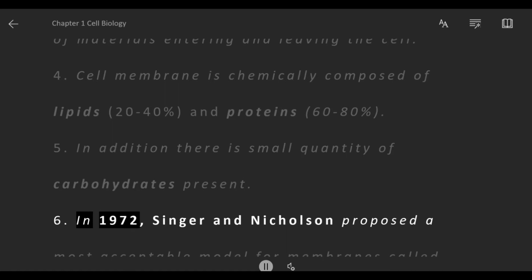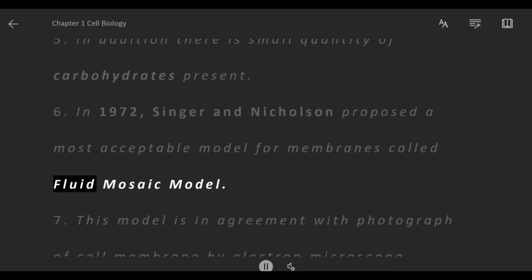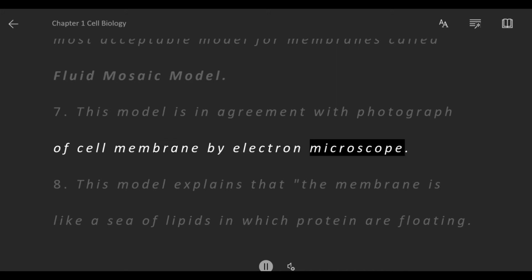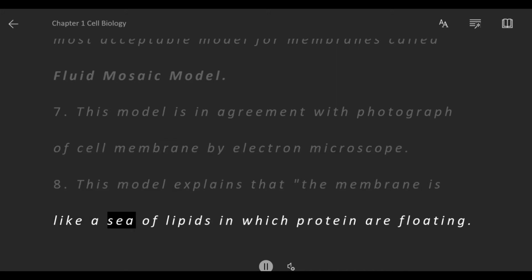6. In 1972, Singer and Nicholson proposed a most acceptable model for membranes called the fluid mosaic model. 7. This model is in agreement with photographs of the cell membrane by electron microscope. 8. This model explains that the membrane is like a sea of lipids in which proteins are floating.